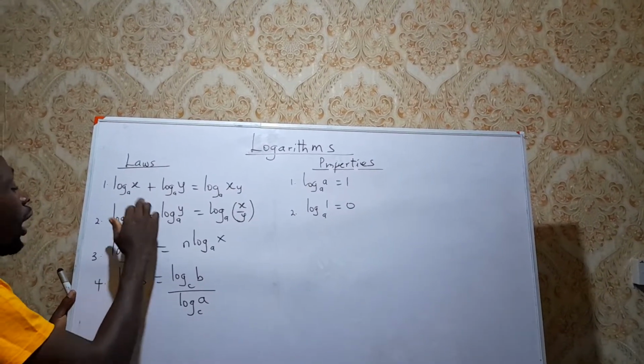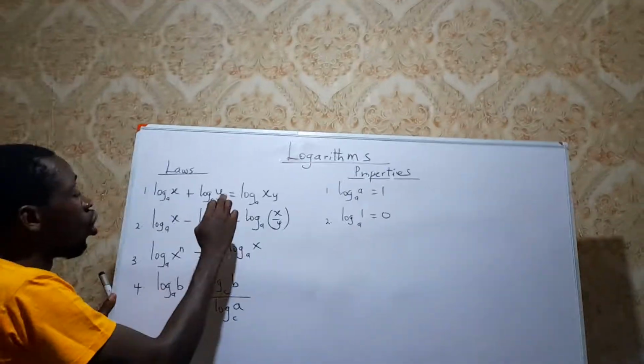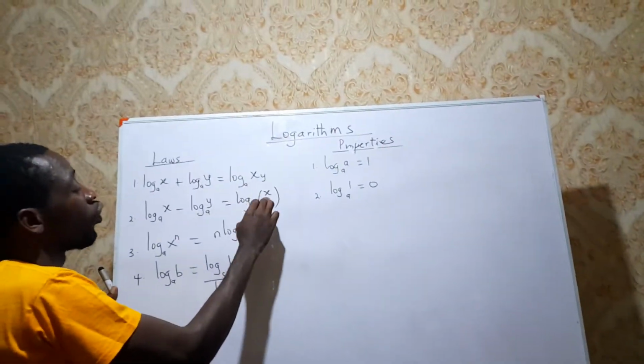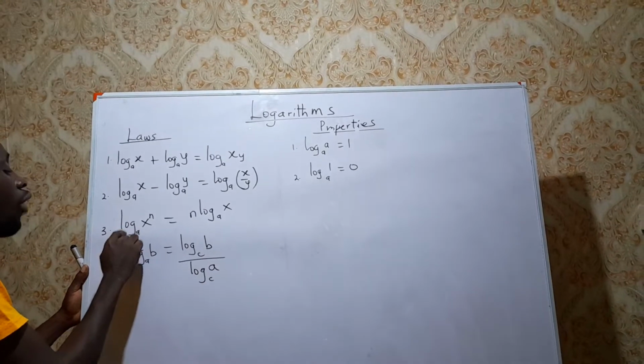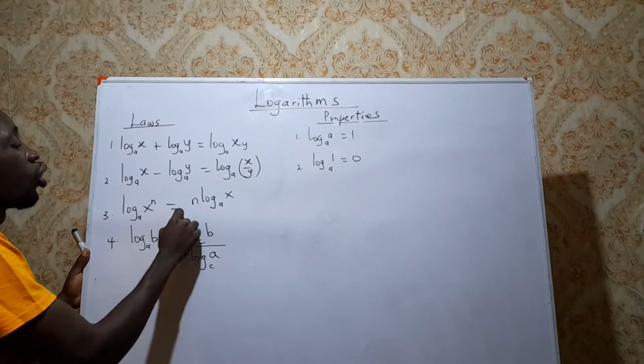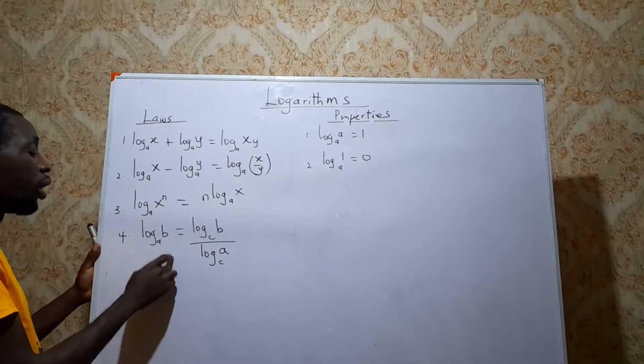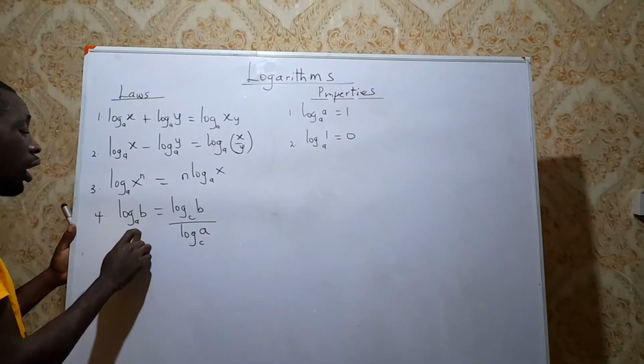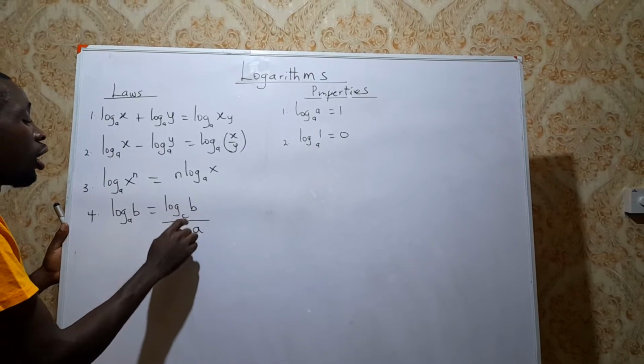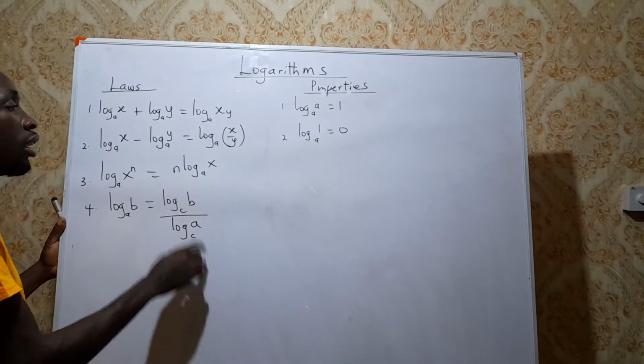Then if we have log x base a minus log y base a, it will be equal to log x over y base a. The same way, if you have log x exponent n base a, it will be equal to n log x base a. Then this one, which is called change of base: if you have log b base a, it will be equal to log b base c over log a base c.